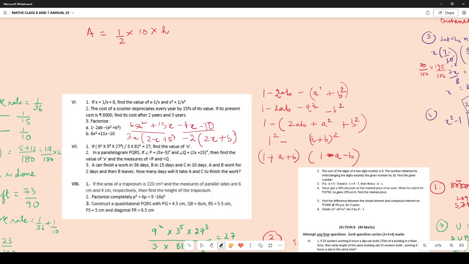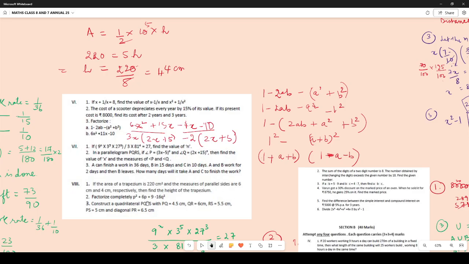Right. So, fine. So 220 is equal to 5h. So this implies h is equal to 220 by 5, which makes it 44 centimeters. That will be the height of the trapezium.